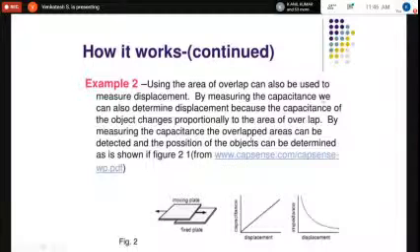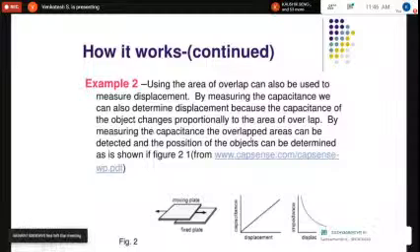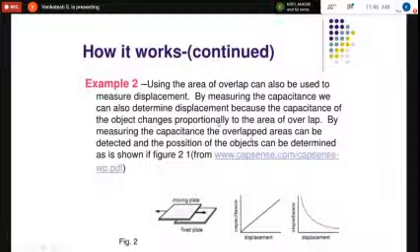By measuring the capacitance, we can also determine displacement, because the capacitance of the object changes proportionally to the area of the overlap. By measuring the capacitance, the overlapped areas can be detected and the position of the objects can be determined, as is shown in the figure. So a lot of industrial applications are there.